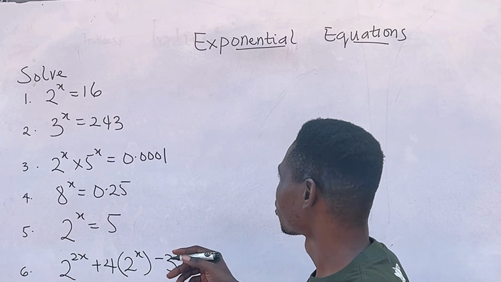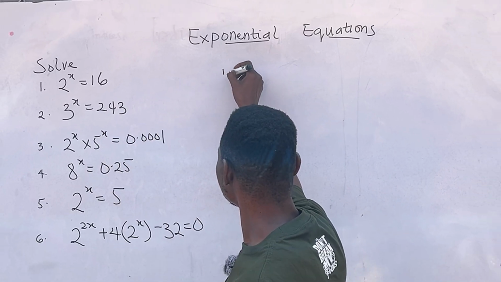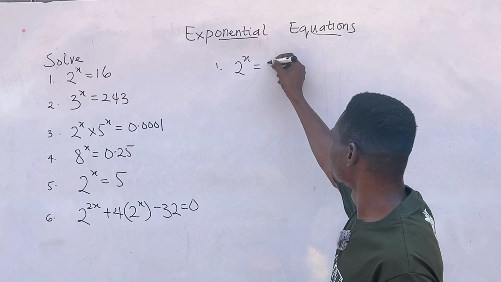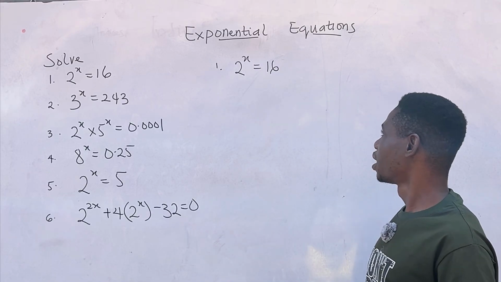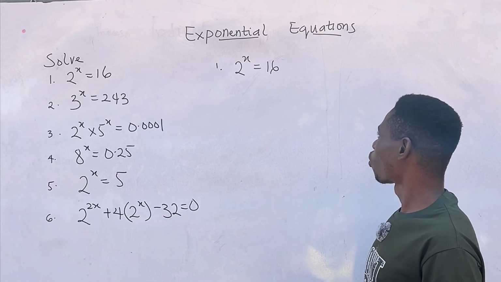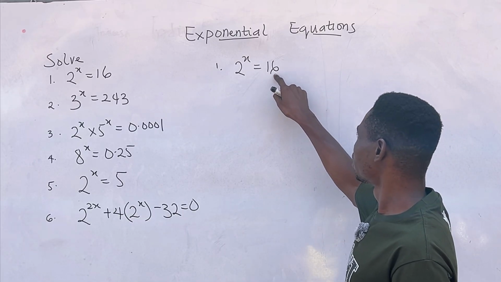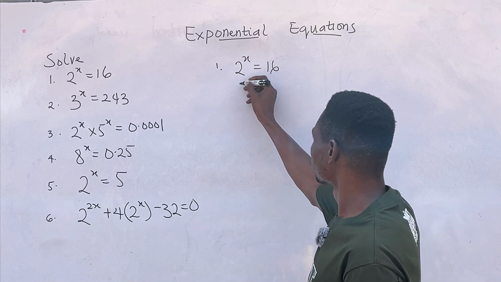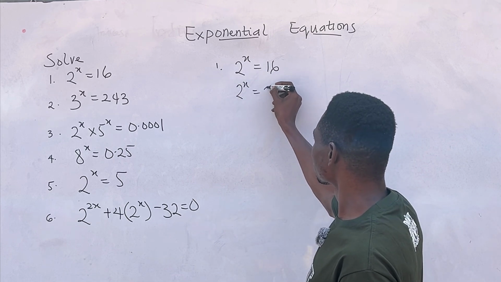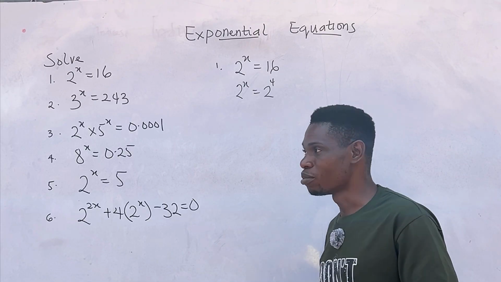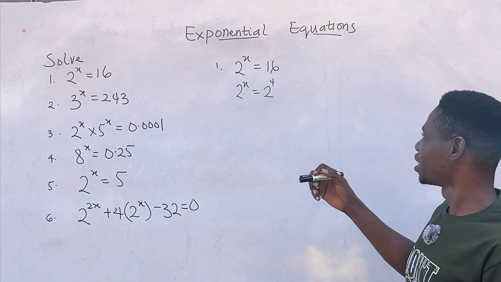So we have number 1. It says 2 raised to the power x equal to 16. And this is an exponential equation. Now, we can make 16 in the form of having a power of 2. So 2 raised to the power x can be written as 2 raised to the power what? 4. 2 times 2 times 2 times 2 is 16.